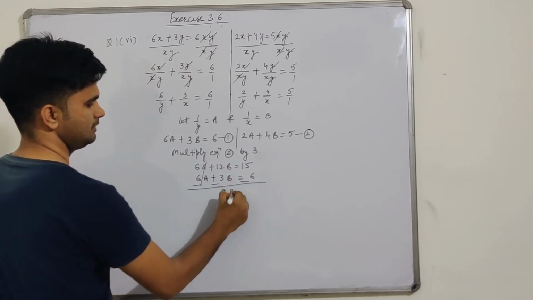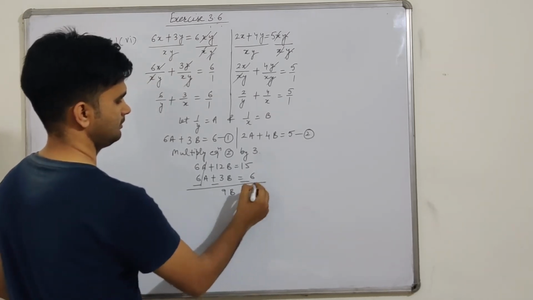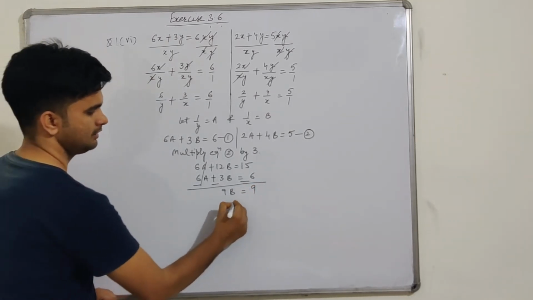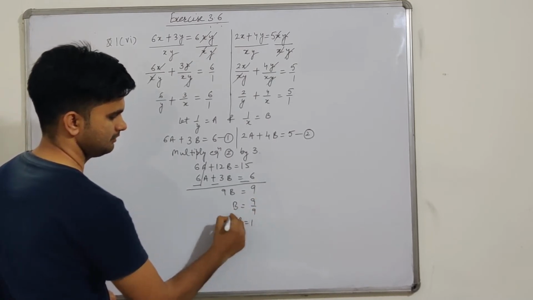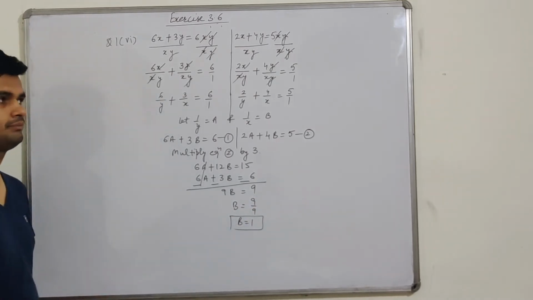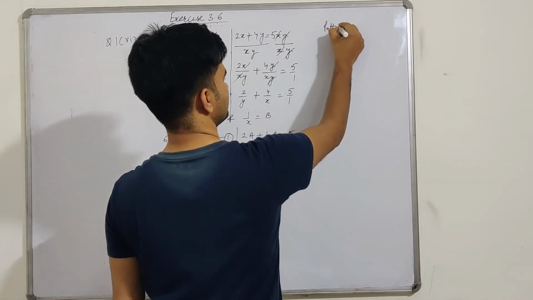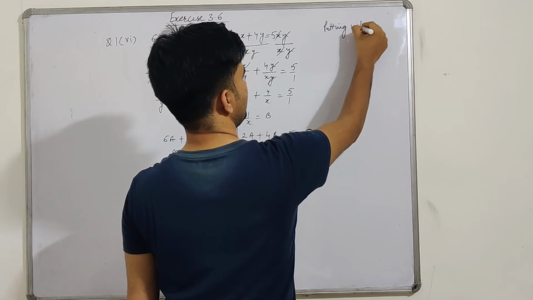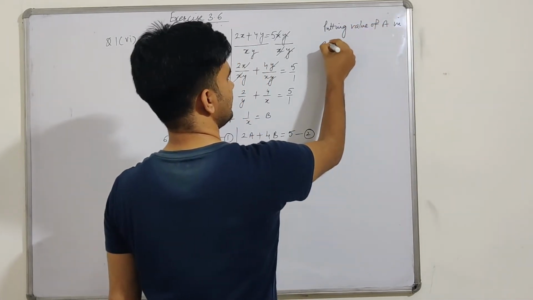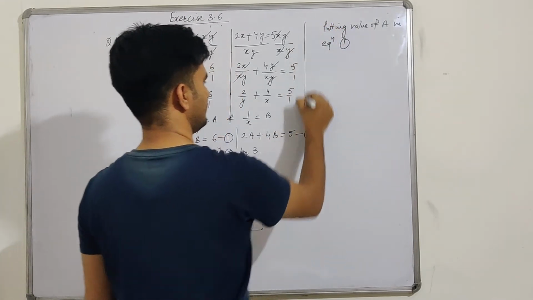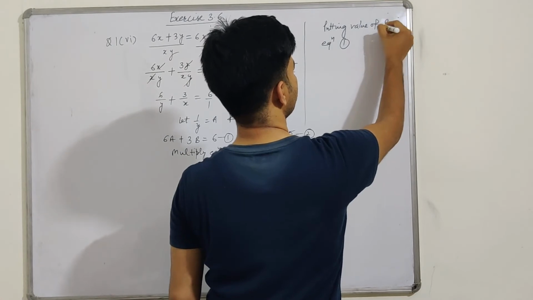Minus 3, 9b is equal to 9. Then b is equal to 9 by 9. B is equal to 1. Then putting value of b in equation 1. Sorry, value of b.